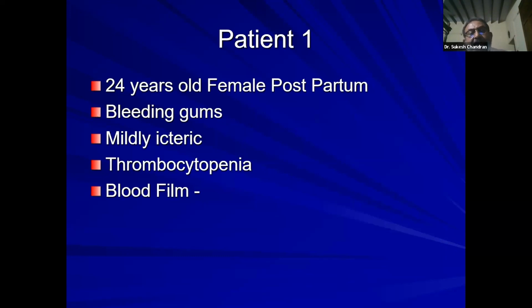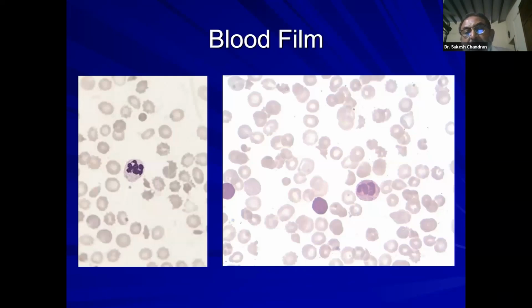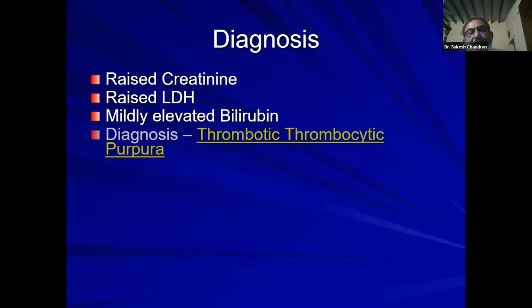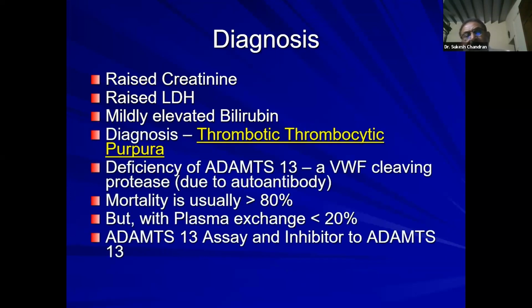Okay. Last 2 cases. A 24-year-old female, bleeding gums, mildly icteric, thrombocytopenia, blood film. There are no platelets, but there is something else. There are fragmented red cells. Very easy diagnosis. Raised creatinine, LDH, and markedly elevated bilirubin make your job easy, and you can give a diagnosis of thrombotic thrombocytopenic purpura. But of course, ADAMTS13 deficiency, where assays are not easily available, and identifying an autoantibody to ADAMTS13.